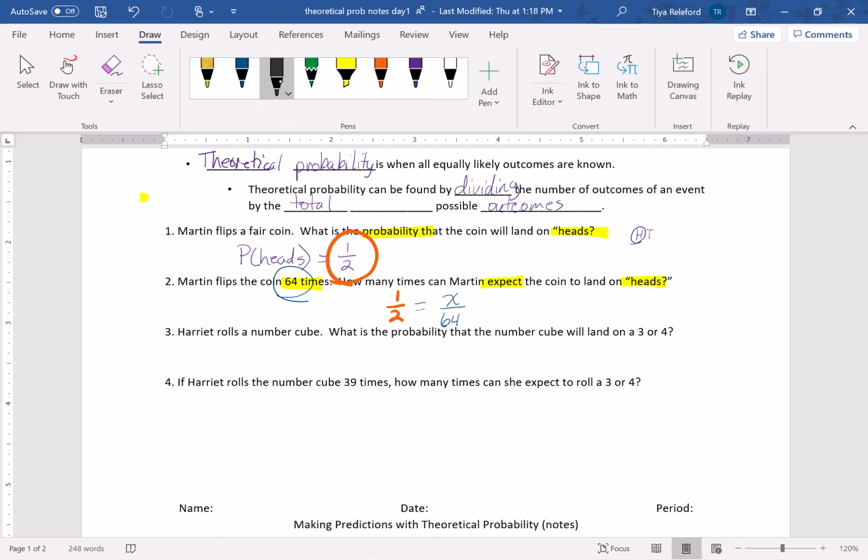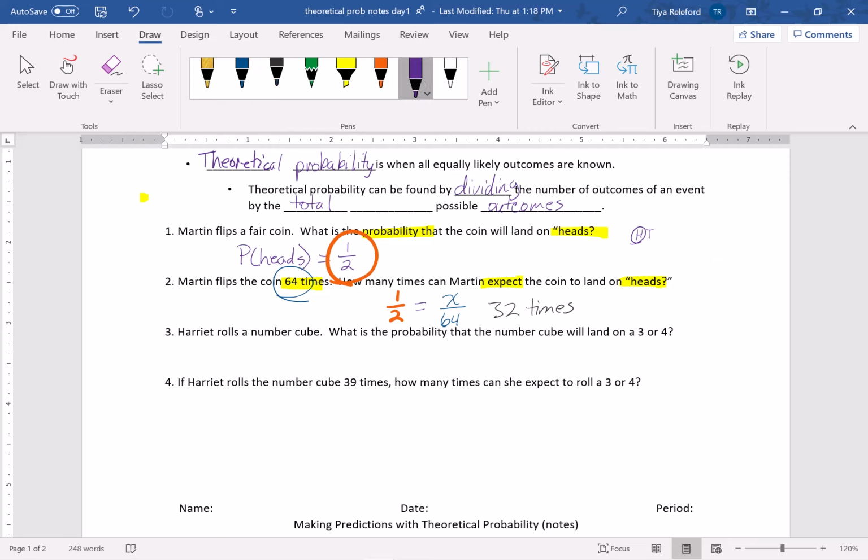So if I'm going to solve that proportion, I have 1/2 equals x over 64. 64 divide by 2, 32 equals x. So 32 times Martin can expect to land on heads.